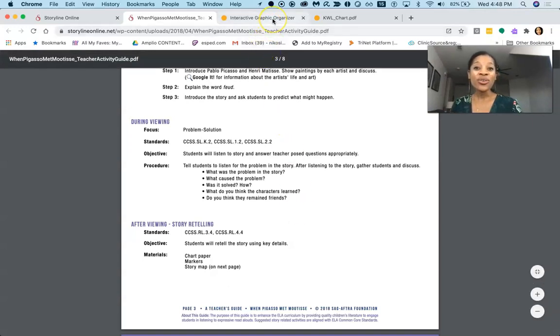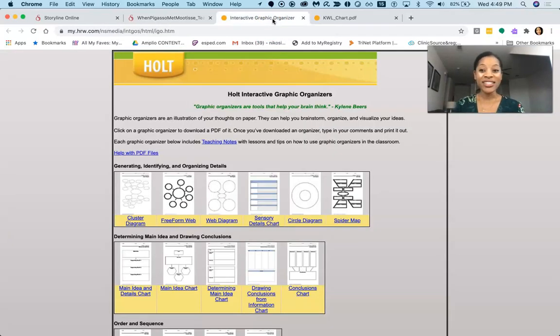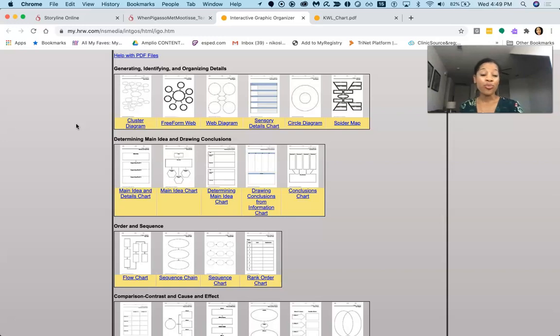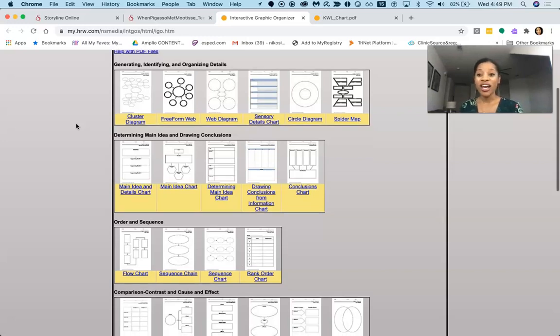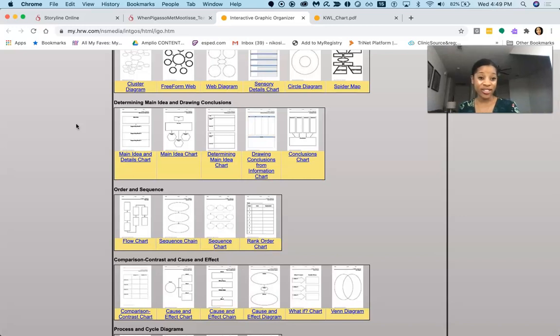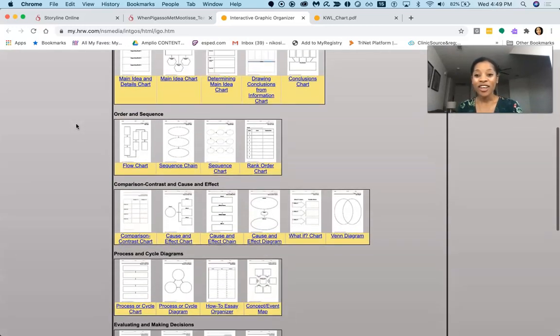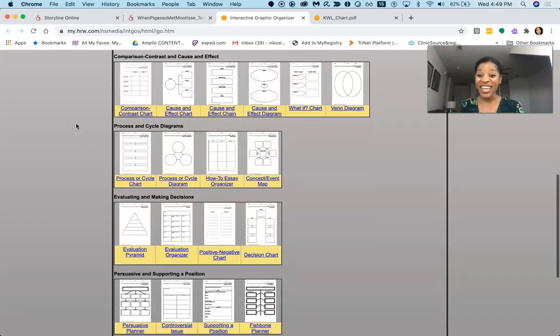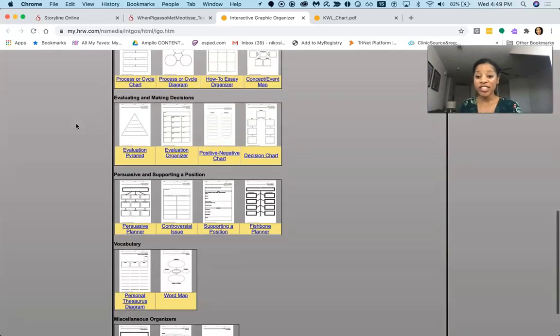So let me show you a quick website. We're going to come back to this. But a website that I like is my.hrw.com. And so it's Holt, right? Holt Interactive Graphic Organizers. And so you can see they have like 50 million different organizers that you can use with your students, ready to go. You can print them out if you want, or you can just use them online and fill it out for them where you're screen sharing and they can see it. They've got flow charts, they've got sequence chain charts, they've got Venn diagrams, they have an evaluation pyramid, they have persuasive planners.